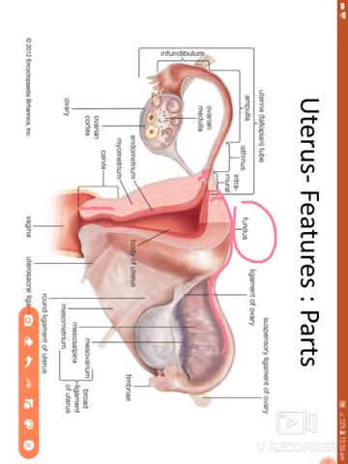That is called the fundus. Here there is a constrictor part. This is the isthmus. There it starts, this is the cervix. That part is the cervix.